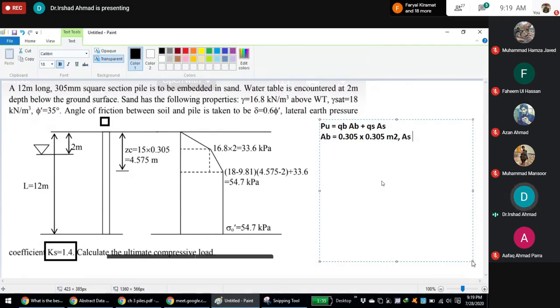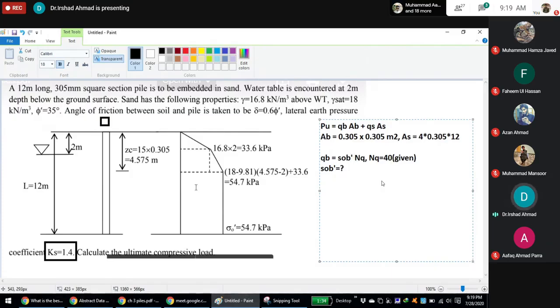And AS is equal to 4 times 0.305 into L, which is 12 meters. So that gives AB and AS. Now we come to QB. QB is equal to sigma naught prime NQ. The NQ value is given as 40, and sigma naught at the base of the pile has to be found.